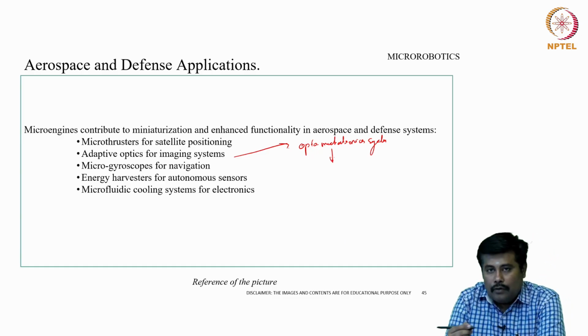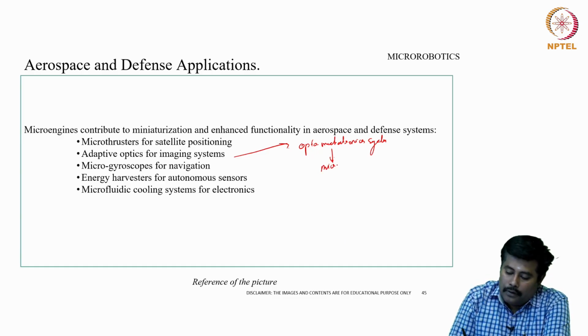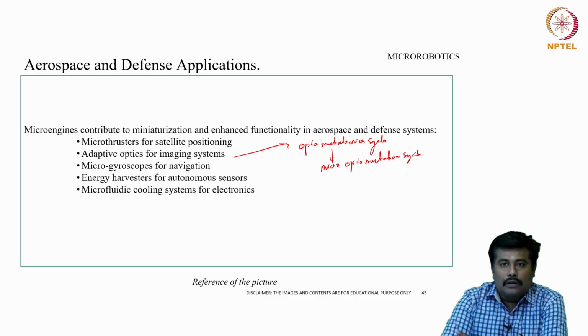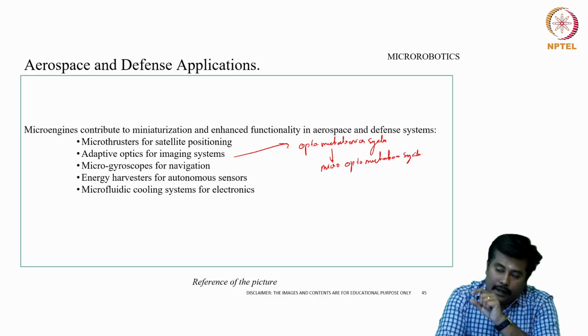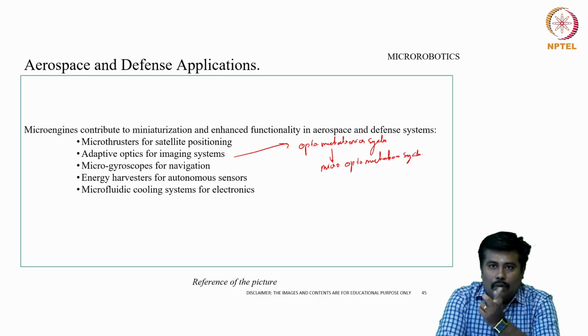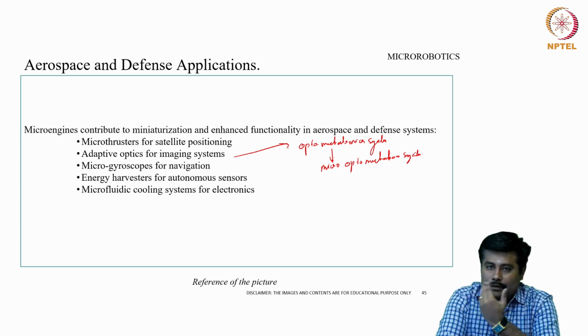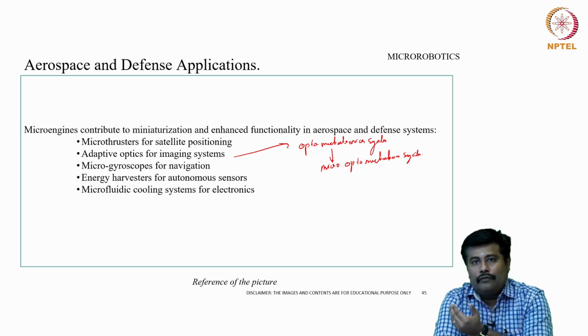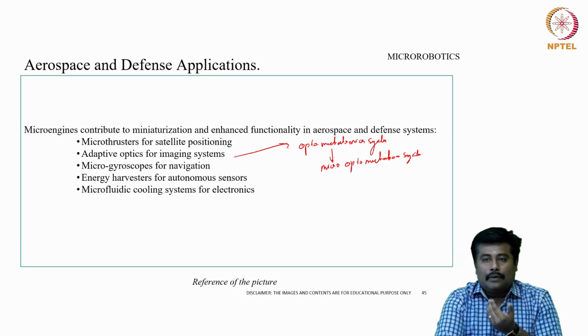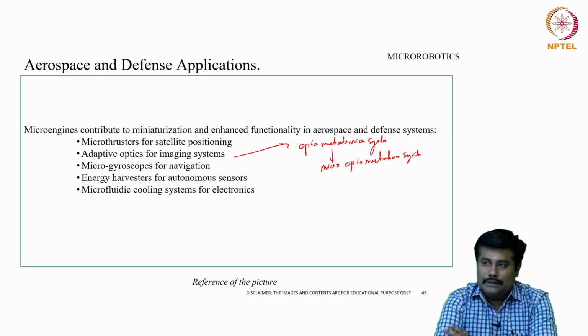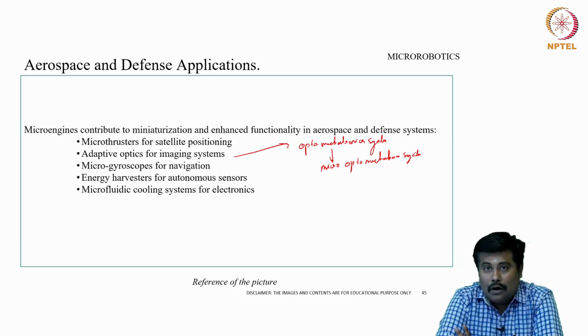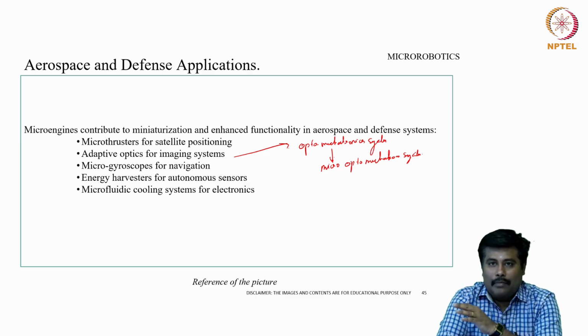Further, more focus is on micro optomechatronic systems, where micro engines or micro actuators are integrated with optics so that the overall focal point of the optics can be manipulated. The required focal point can be manipulated to suit the required application. One good example is the autofocus available in cameras.